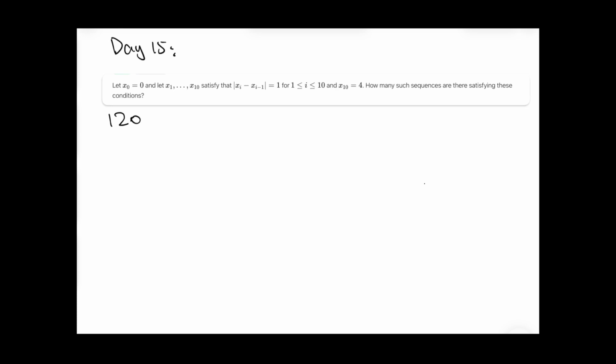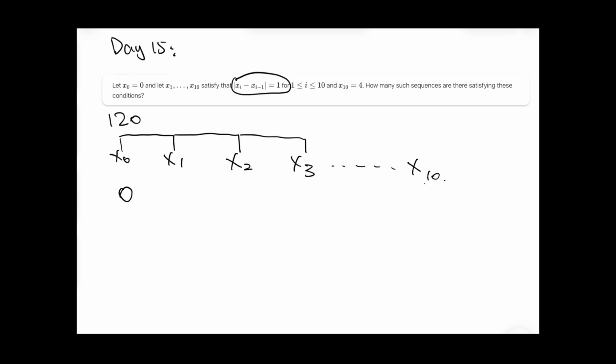For a problem like this that has a lot of different symbols and variables, I usually like to start by having one example of what this process is going to look like. We always start with x0 equals 0, and we have 10 numbers following that, x1, x2, x3, all the way up to x10. What this condition tells us is that the difference between any two consecutive variables is 1. It doesn't matter if it's plus 1 or negative 1, but the difference is going to be 1.